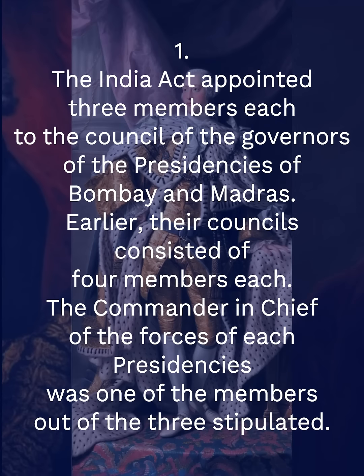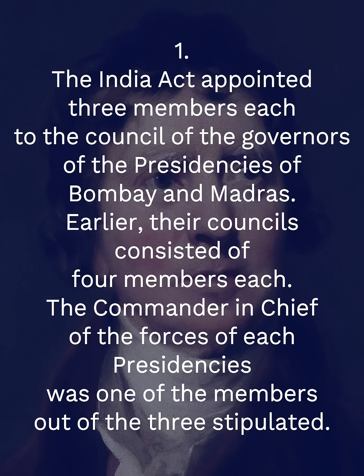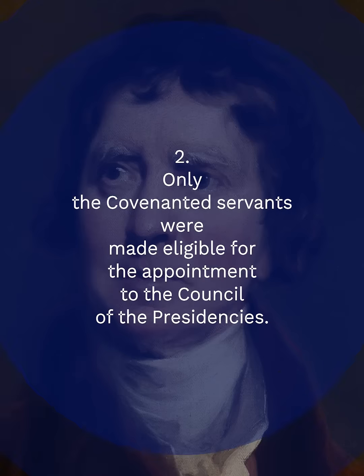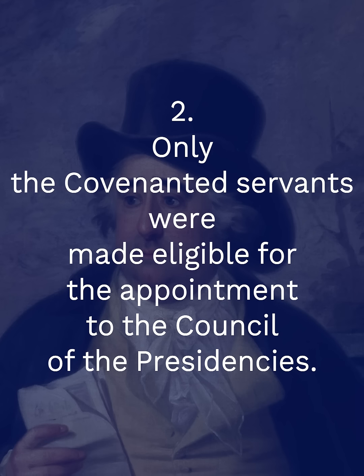1. The India Act appointed 3 members each to the Council of the Governors of the Presidencies of Bombay and Madras. Earlier, their councils consisted of 4 members each. The Commander-in-Chief of the forces of each presidency was one of the members out of the 3 stipulated. 2. Only the covenanted servants were made eligible for the appointment to the Council of the Presidencies.